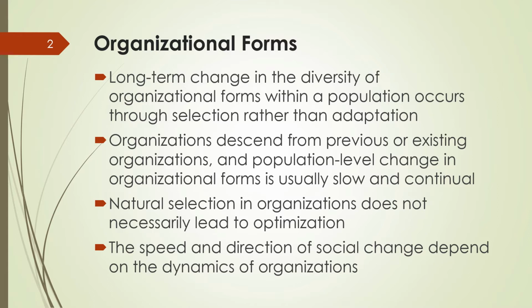Unlike evolution in animals, natural selection in organizations does not necessarily lead to optimization. Optimized change often depends on the coupling between intent and outcome. Since organizations play key roles in modern society, the speed and direction of social change depend on the dynamics of organizations. In particular, the ability of society as a whole to respond to changing conditions depends on the responsiveness of its constituent organizations and on the diversity of its organizational populations.